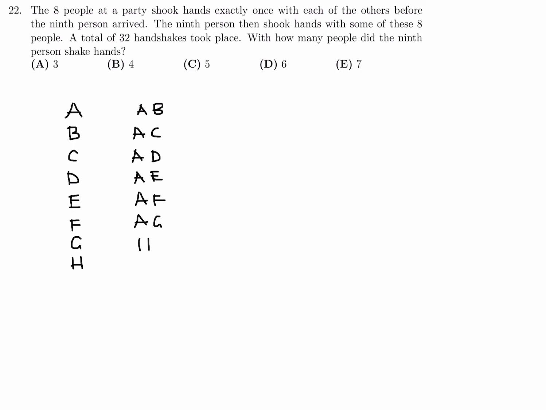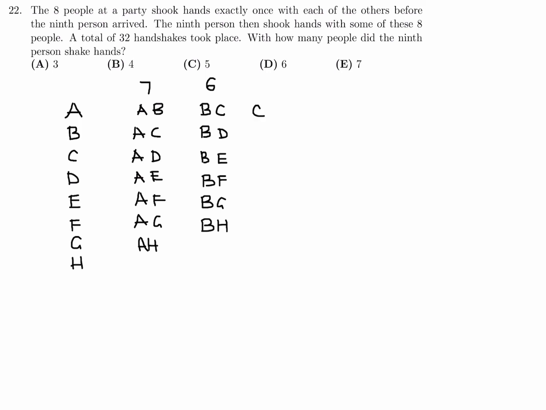So how many handshakes took place here? Well, 1, 2, 3, 4, 5, 6, 7 handshakes for A. So A is done. We don't need to include A anymore. So now we talk about B. B already shook hands with A, so we don't have to include that, but we have to include B shaking hands with new people, C, D, and so on. And once you do that, how many handshakes? We got 6 more.